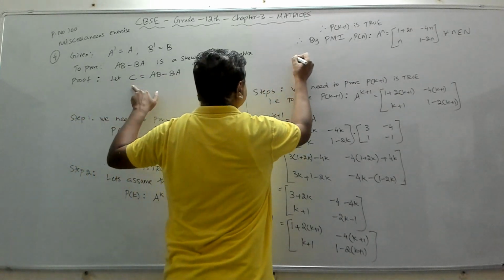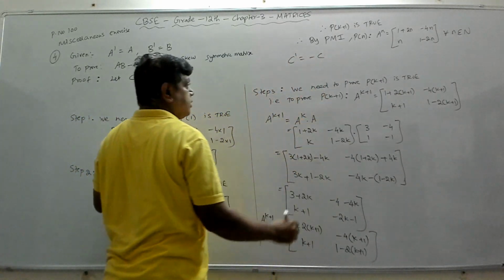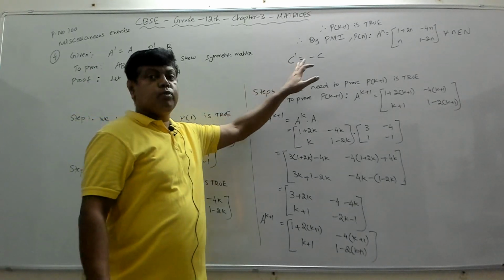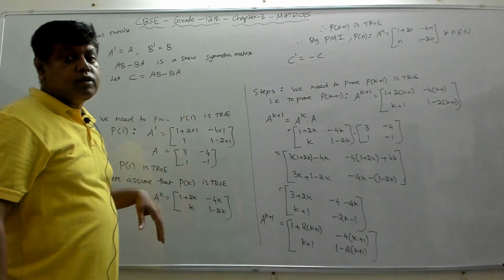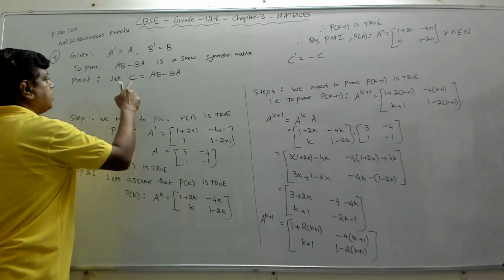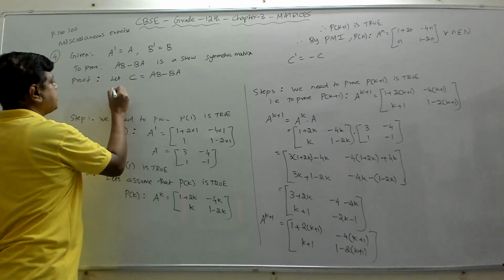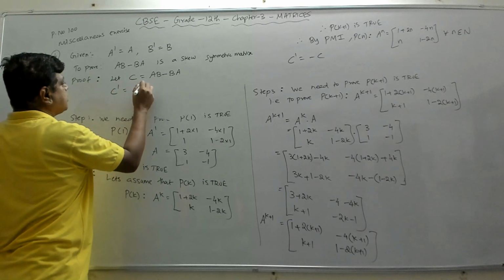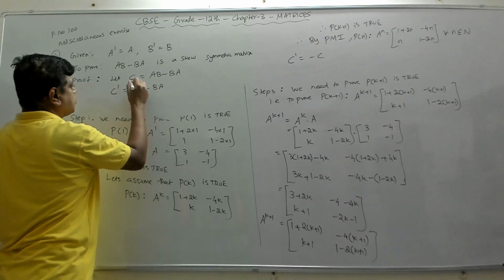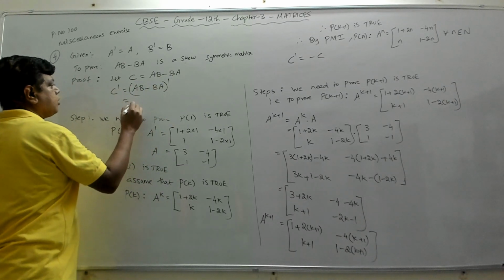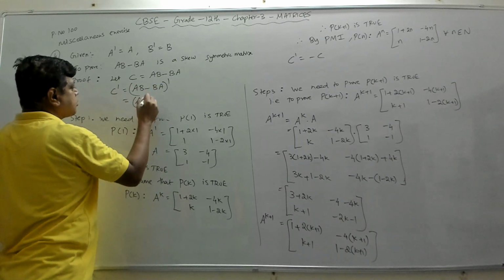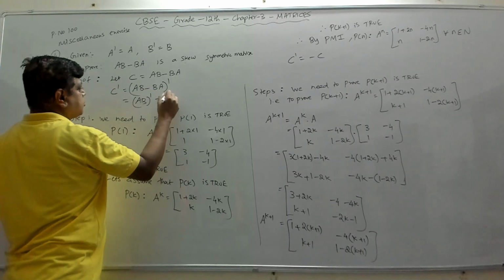To show that the matrix C is skew symmetric, what we have to prove is, for a skew symmetric matrix, C transpose should be equal to minus C. If we prove C transpose equals minus C, then it becomes skew symmetric. So let's find the transpose. What is C transpose? C transpose is AB minus BA the whole transpose, and that is equal to AB transpose minus BA transpose.